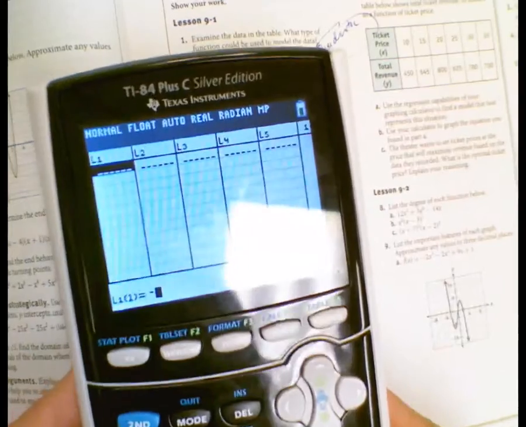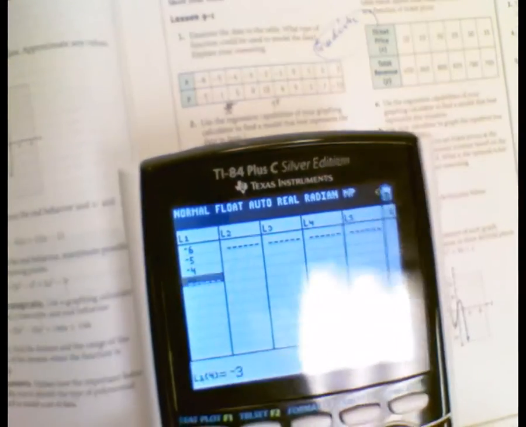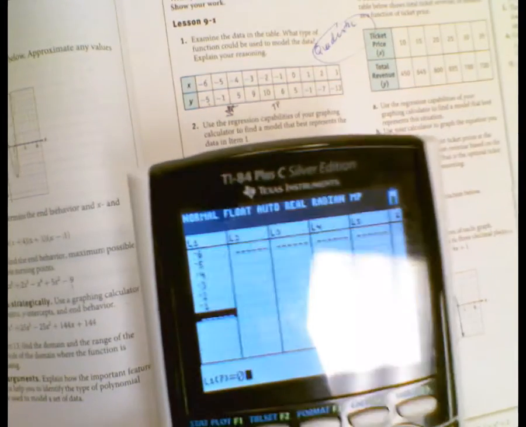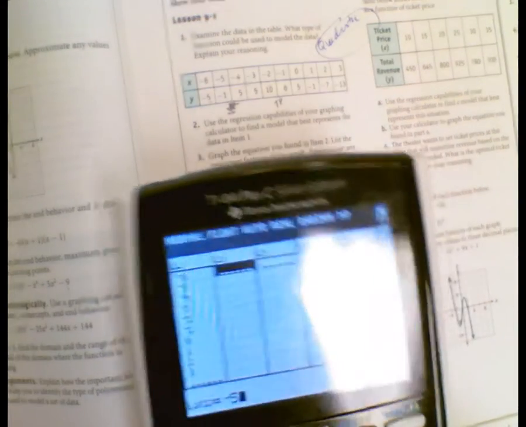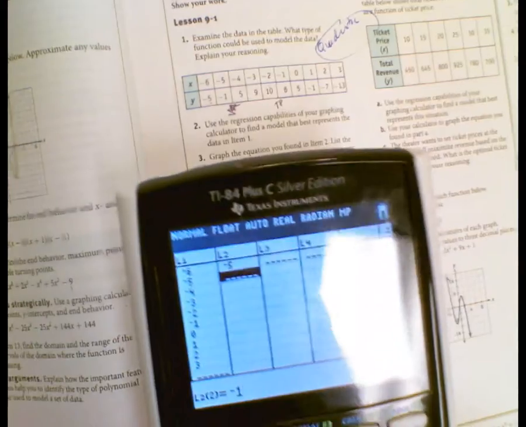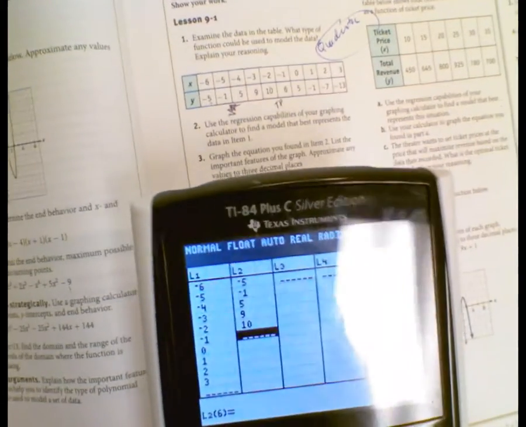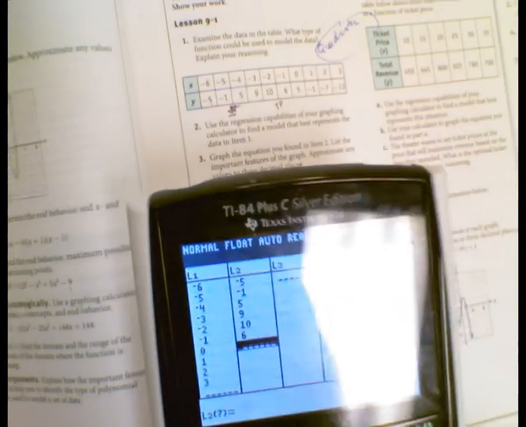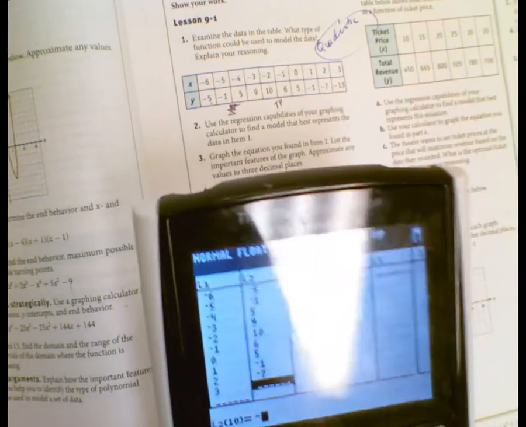So our x numbers are -6, -5, -4, -3, -2, -1, 0, 1, 2, 3. And then the y's are -5. Sorry, I'm talking through all this. I think you guys could read: 5, 9, 10, 6, 5, -1, -7, and -13.